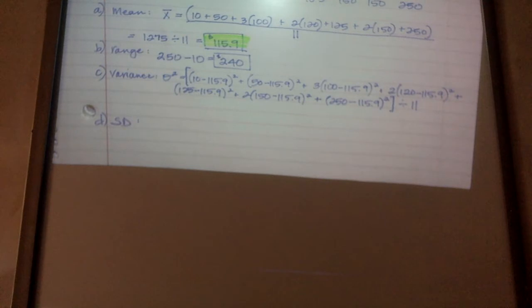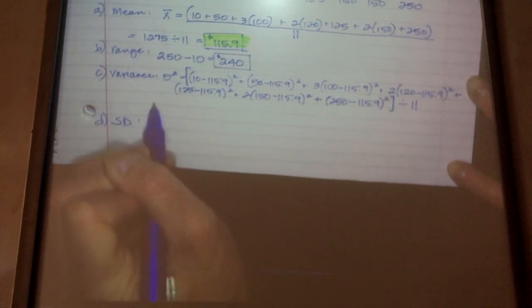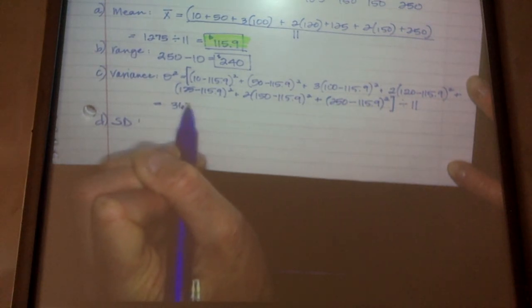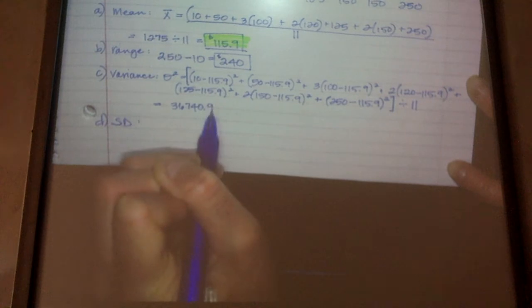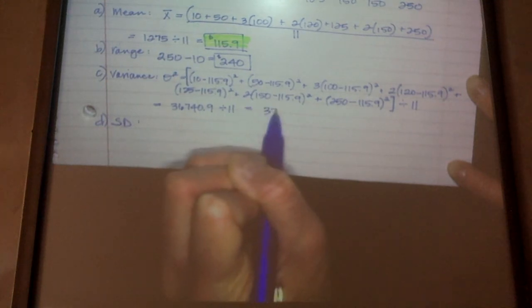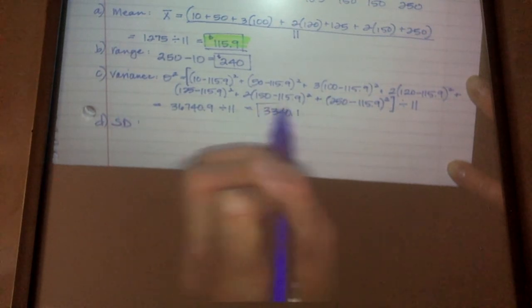So, you can pause me. When I added everything up, I ended up with 36,740.9, and I'm dividing by 11. I ended up with a variance of 3,340.1. So there's my variance.